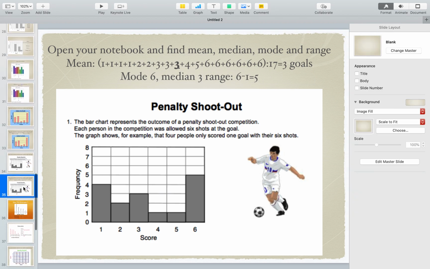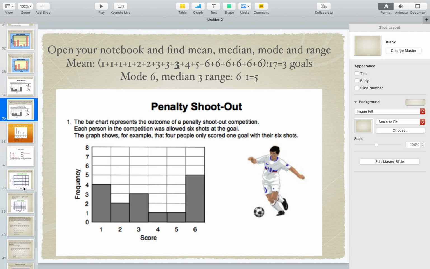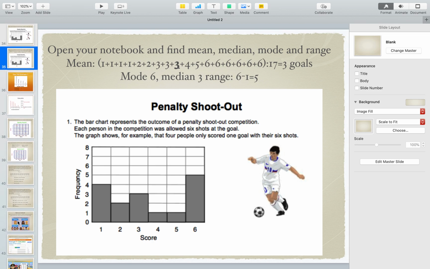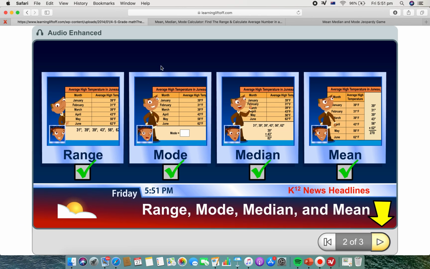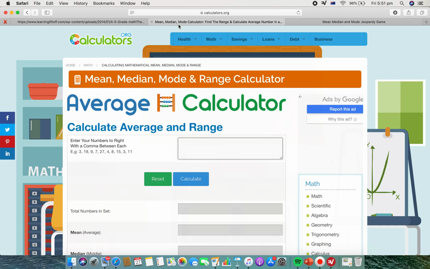Now, I think we are about out of time. So, I wanted to do one more thing with you. I think I might show this to you. So, there's this website where you can calculate average and range. Okay, so let's quickly have a look how this works. And then we'll look at the homework. So, let's look at this one.